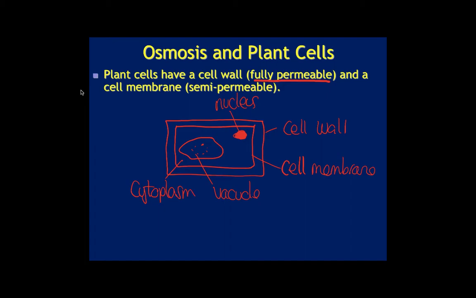So the fact that you have a cell wall means that plant cells can't burst. So they won't burst because of the presence of the cell wall. Whereas animal cells, we saw the last day, will burst. So pause now if you need to.